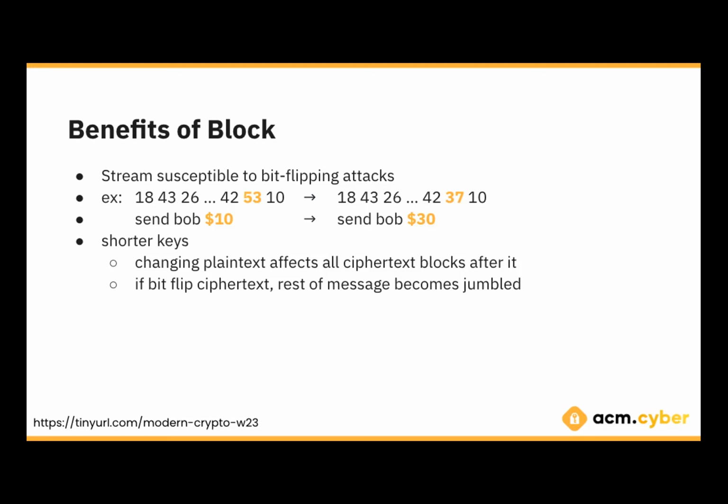However, if you have block ciphers, if you change something, the rest of the message becomes jumbled because it relies on that block being that exact block. So if you change something here, everything else gets jumbled. And then that allows you to have shorter keys. In a stream cipher, you technically need to have a key the exact length of your text or longer. If you have a block cipher, it just has to be the length of a block.